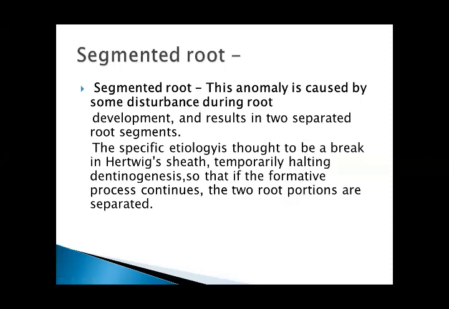Segmental root anomaly is caused by some disturbance during root formation and results in two separated tooth segments. The specific etiology is thought to be a break in Hertwig's sheath, temporarily halting dentinogenesis, so that as the formative process continues, the two root portions are separated.